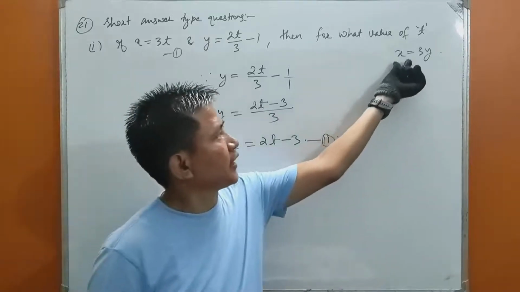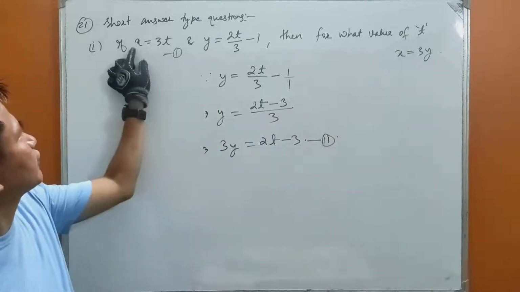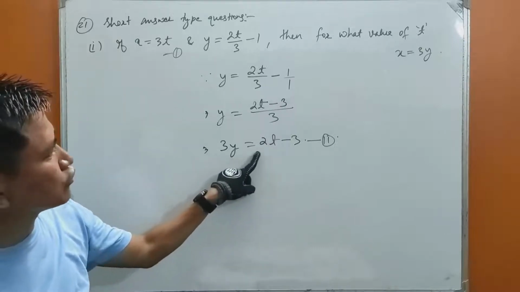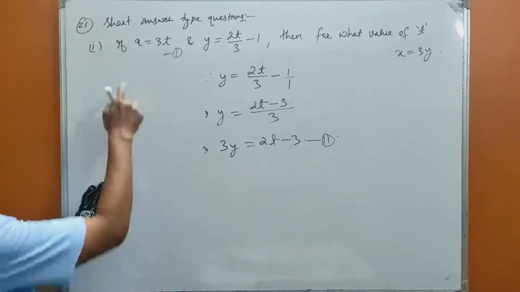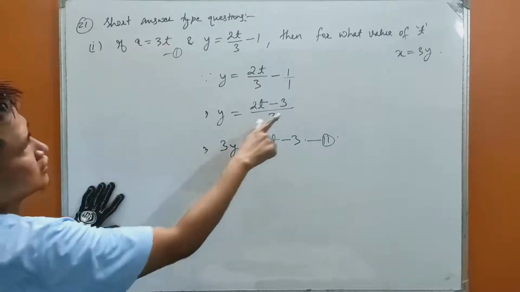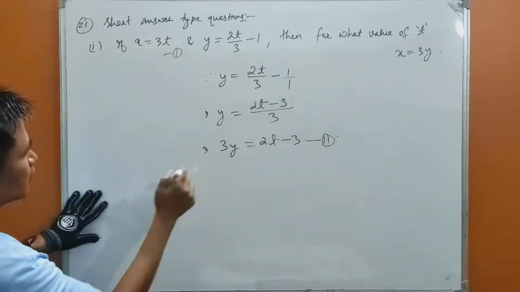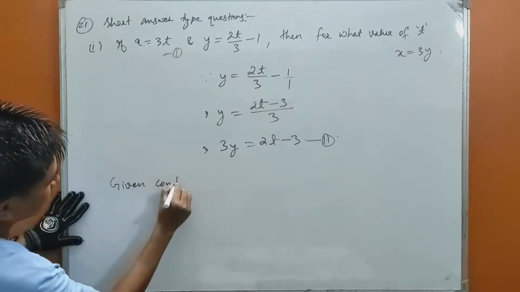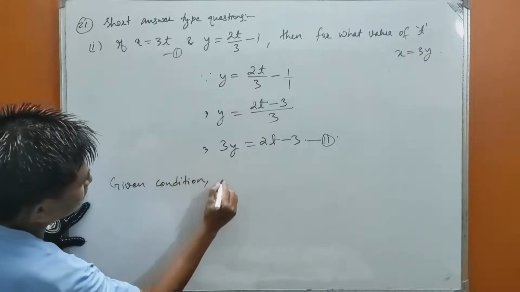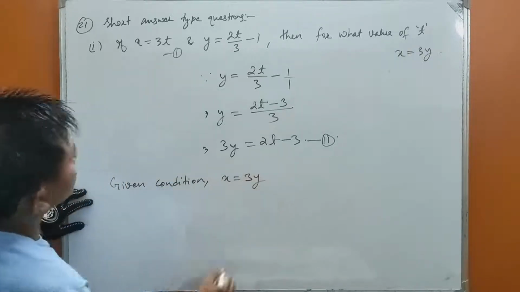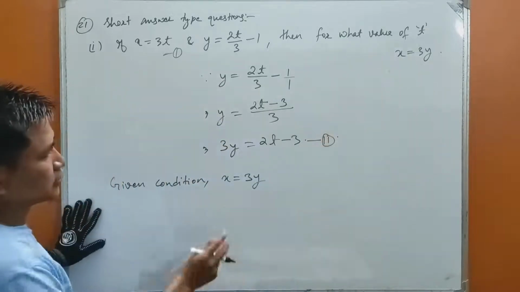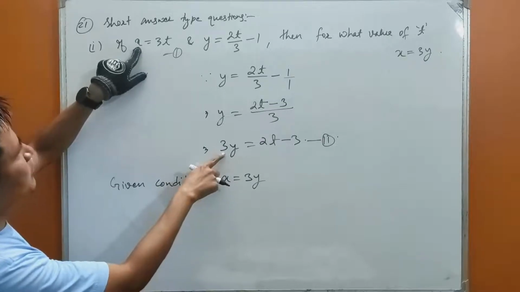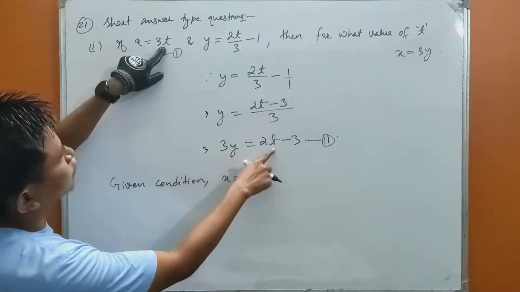Here the condition is x equals 3y, isn't it? So in equation 1 we have x equals 3t and in equation 2 we have 3y equals 2t minus 3. So x and 3y are equal, isn't it? This is the given condition, x equal to 3y. So if x equal to 3y, then this and this number are equal. That means their values also should be equal.